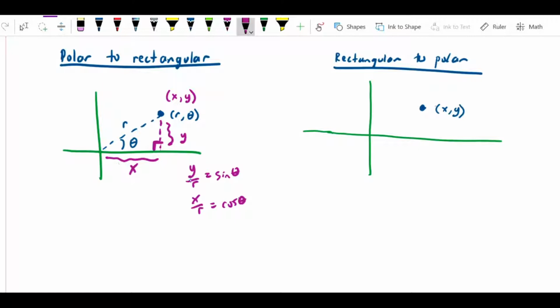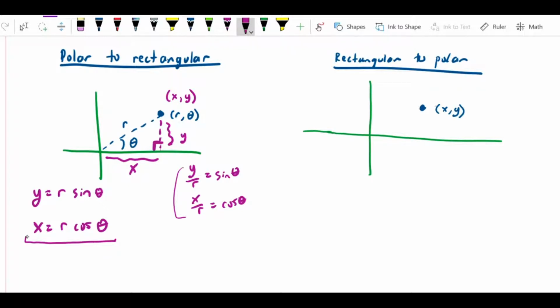So multiplying both of these equations by r, we see that the way that you would convert is you would write y equals r sine theta and x equals r cosine theta. This is going to be important because it means that, given any r and theta, we can always find the x and y coordinates in this way. So anyway, this is the way that you would convert from polar to rectangular.